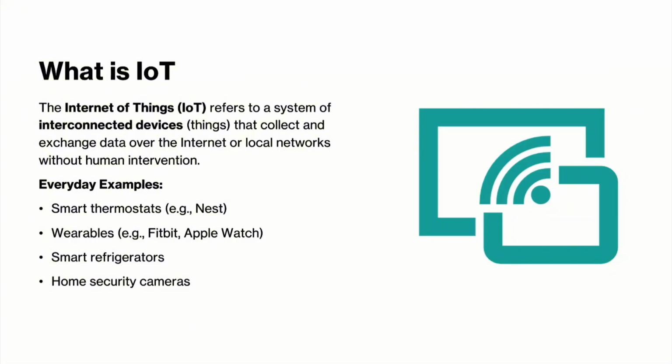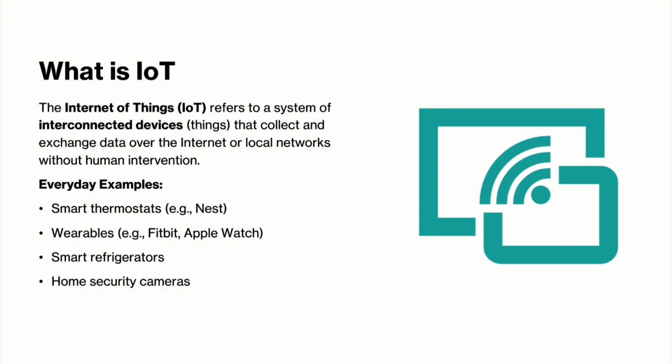What is IoT? To understand IIoT, we must first understand IoT. IoT stands for Internet of Things. It refers to a network of physical devices such as sensors, appliances, vehicles, machines that are connected to the internet or to each other through local networks. These devices can collect data, exchange it, and often act on it without requiring constant human involvement.